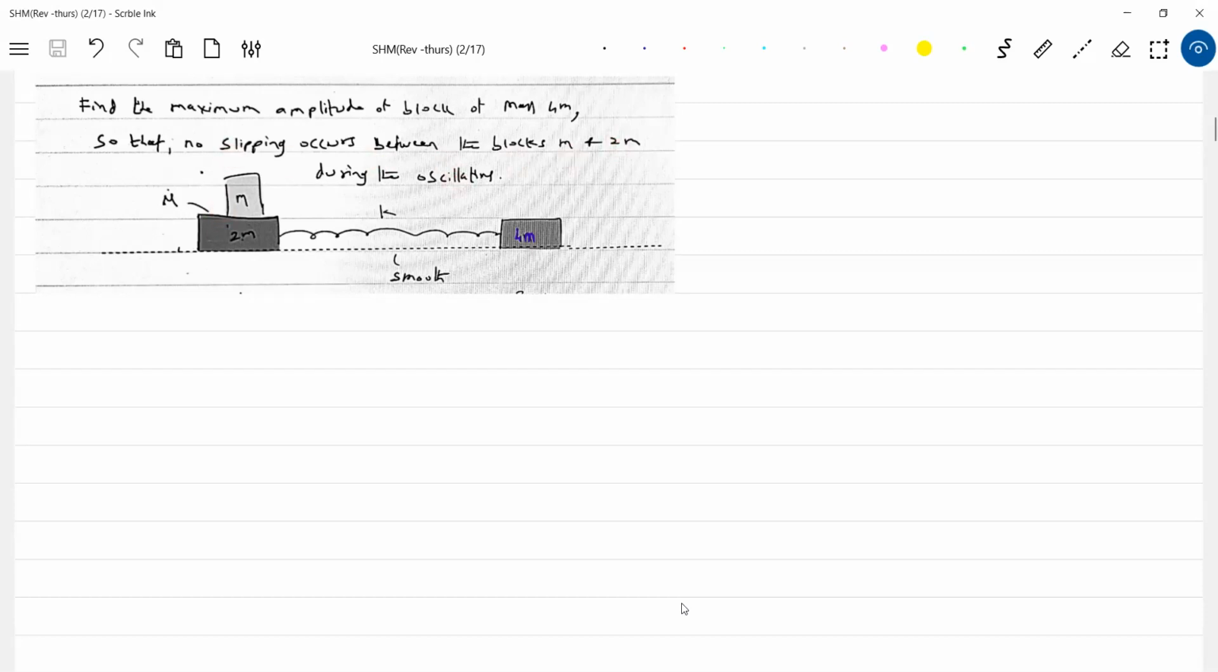Yes, as long as, because friction, if it does positive work on block 2M, it does negative work on block M. Net work done by friction will be 0. The amplitude of oscillation remains constant.